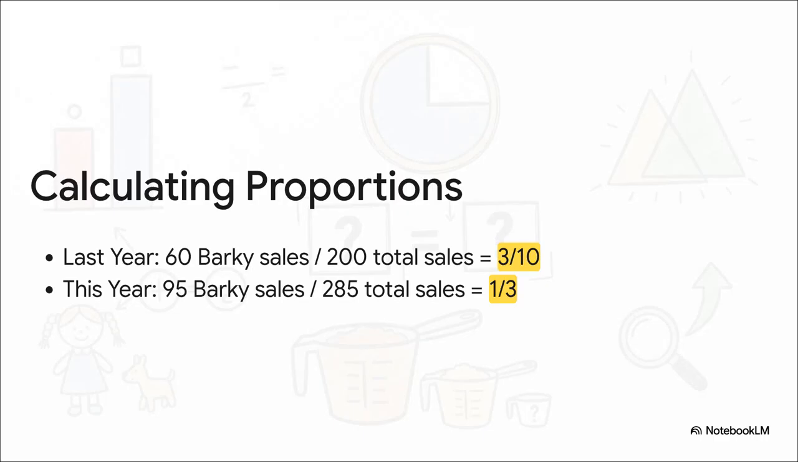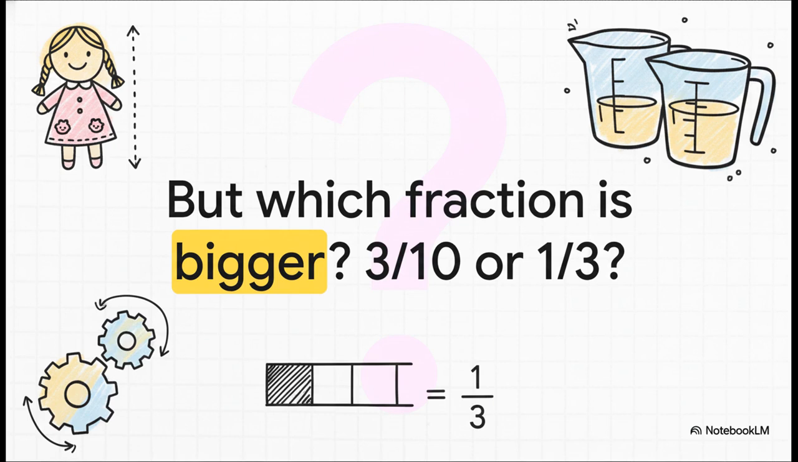Okay, let's do the math. So last year, we had 60 Barky sales out of 200 total. If you simplify that fraction, you get 3 over 10. So basically, 3 out of every 10 dolls they sold was a Barky. Now for this year, 95 Barky sales out of 285 total. That simplifies down to 1 over 3. So, 1 of every 3 dolls sold was a Barky. So there we have it, our two proportions.